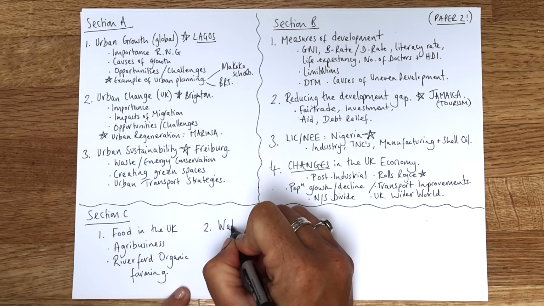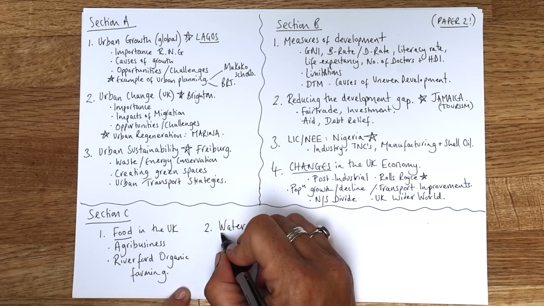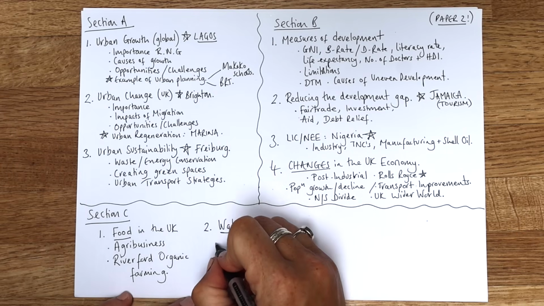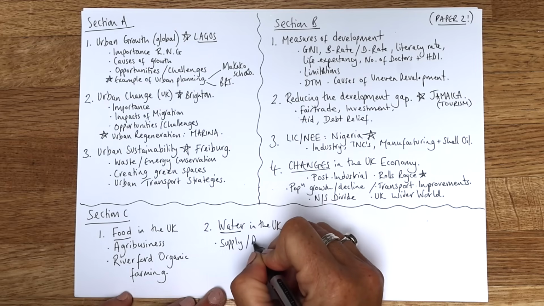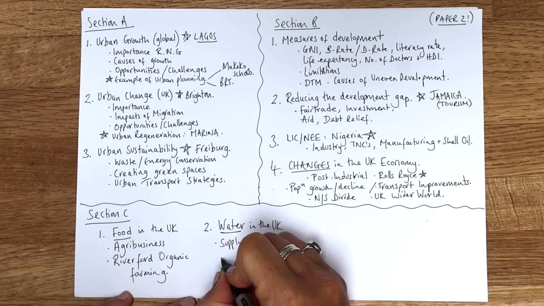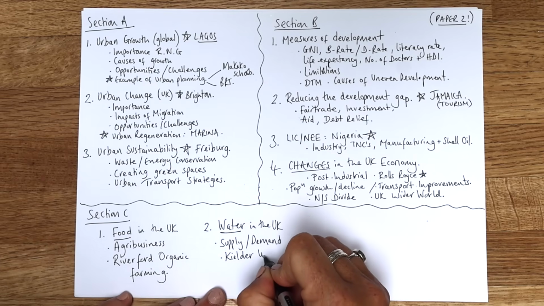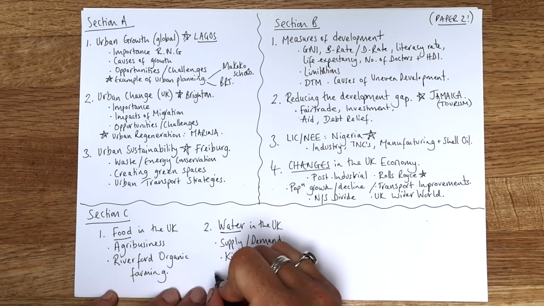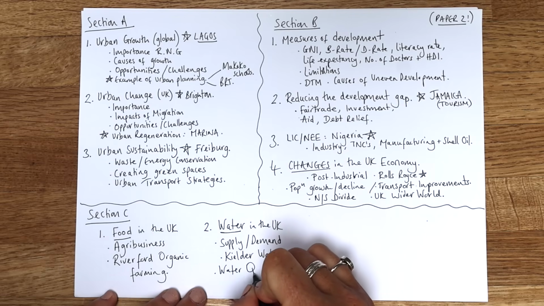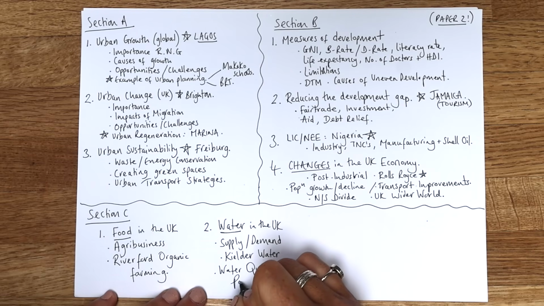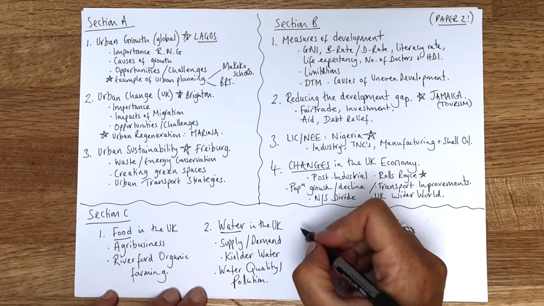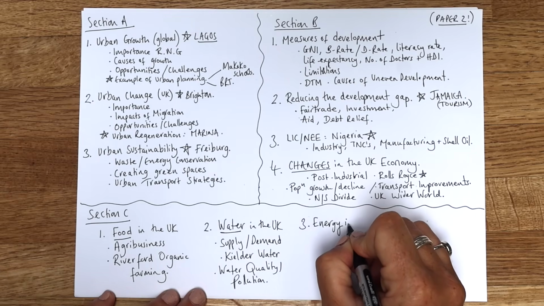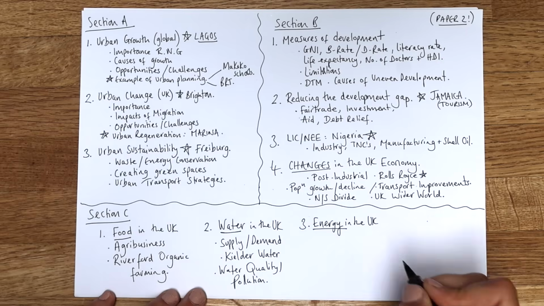And then water in the UK. So food in the UK, water in the UK is next. And that's a real sort of supply and demand situation as well. It's thinking about Kielder Water, where water is stored up in the northwest and then transported down to the southeast. And it's also thinking about water quality and sort of pollution issues as well. And then, so we've had food, we've had water, we now need energy in the UK. Okay, energy, there we go.